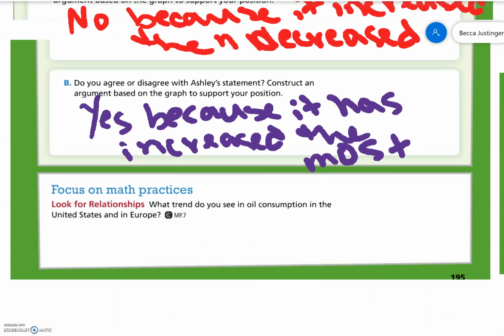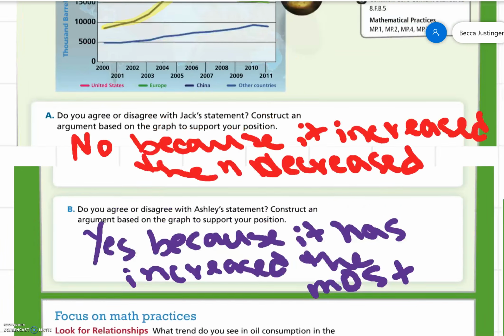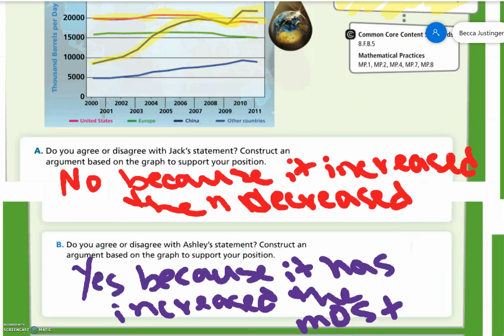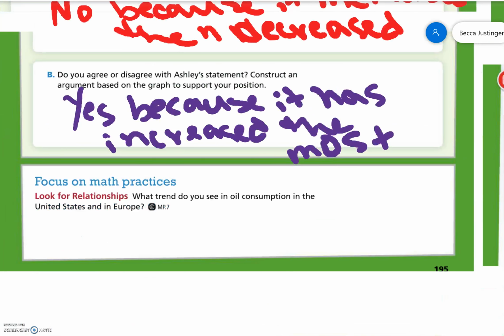Focus on math practices. Look for relationships. What trend do you see in oil consumption in the United States and Europe? So Europe is the green and United States was the pink. I see that they both look relatively constant. They're both constant. Remember, constant means flat, barely any increase or decrease.